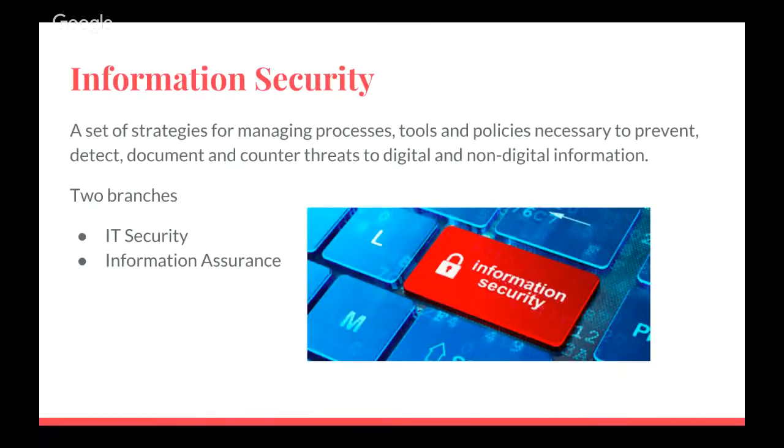Information security is basically a set of strategies for managing processes, tools, and policies necessary to prevent, detect, document, and counter threats to digital and non-digital information. There are two branches of information security that have been come up with. These are IT security and information assurance. These two branches together are what make up information security and ensures the security of your private information.